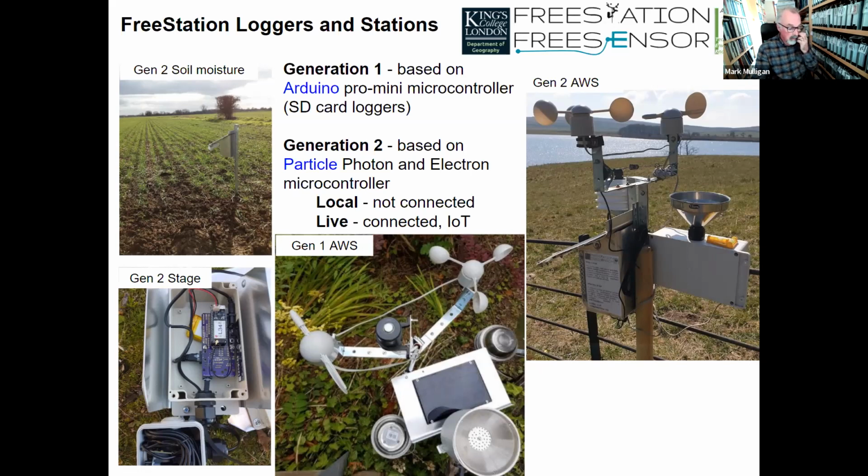So the Wi-Fi ones we call locals because we go to those stations with a phone, and the mobile phone reads the data off the station. The GSM sensors we call lives because they send the data directly to the internet every hour, whether we are there or not. So here's a soil moisture station, here's a river level station, here's a weather station and another one here.